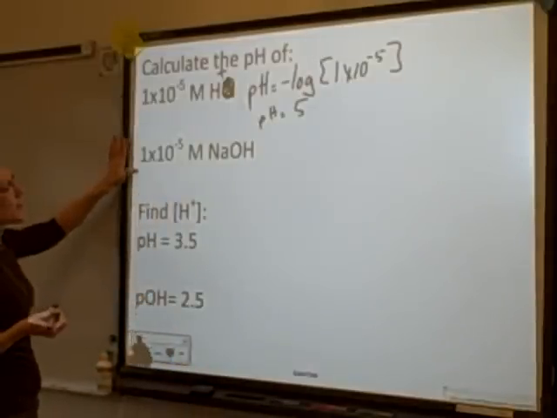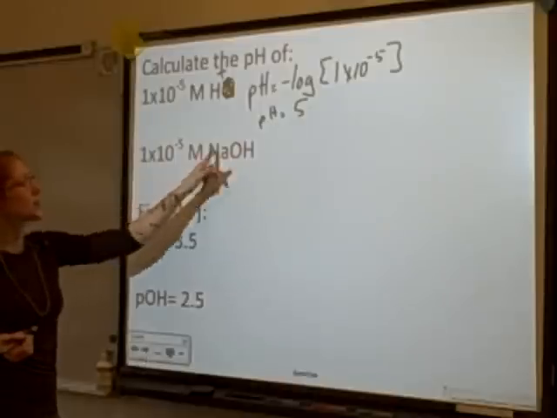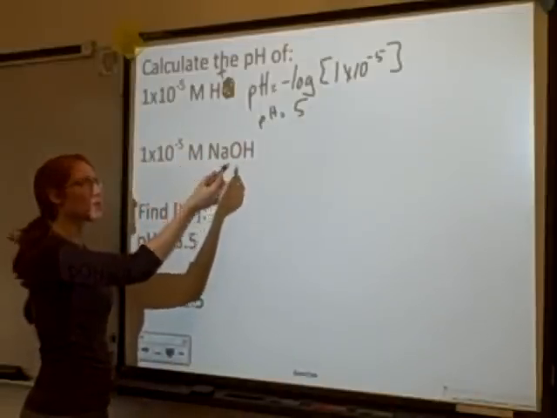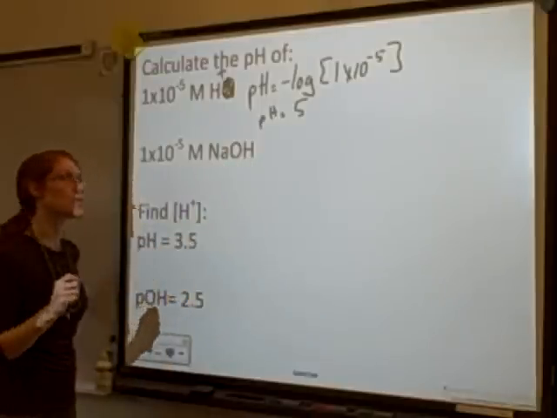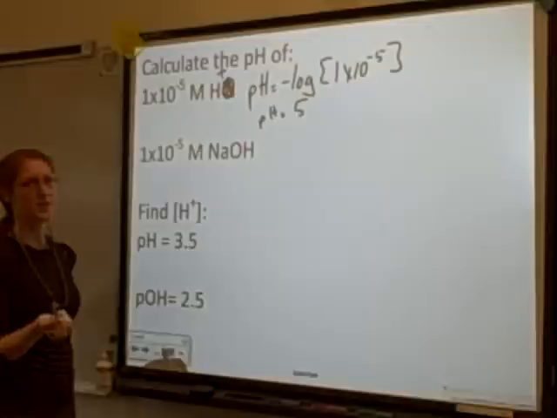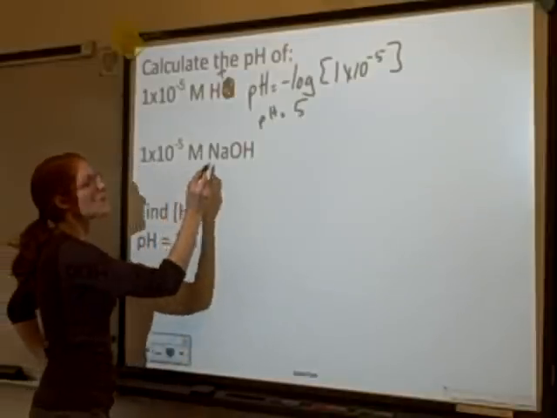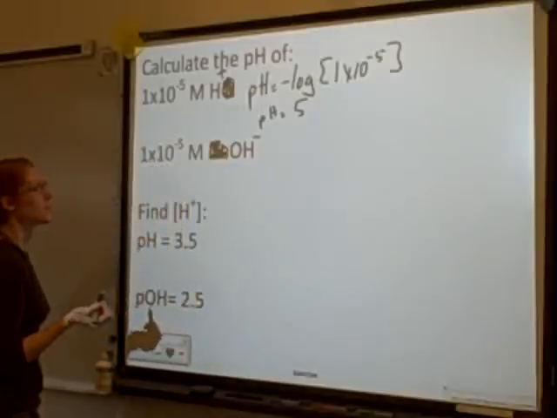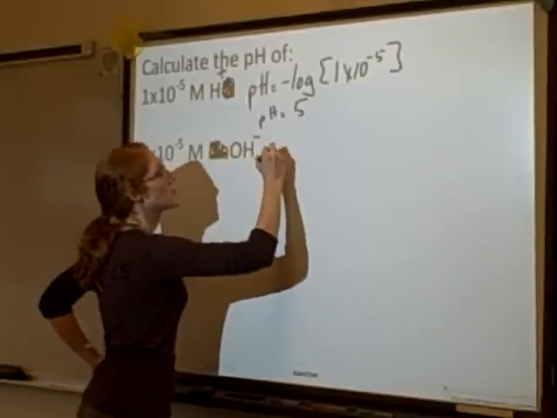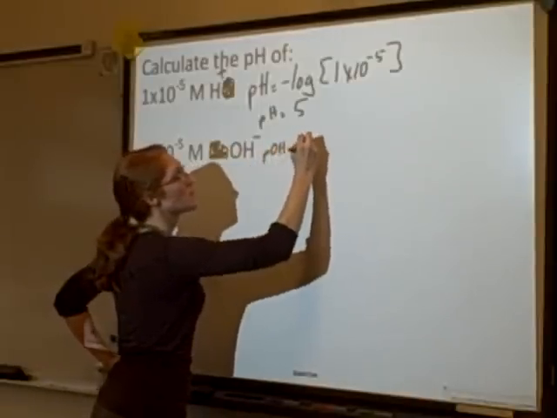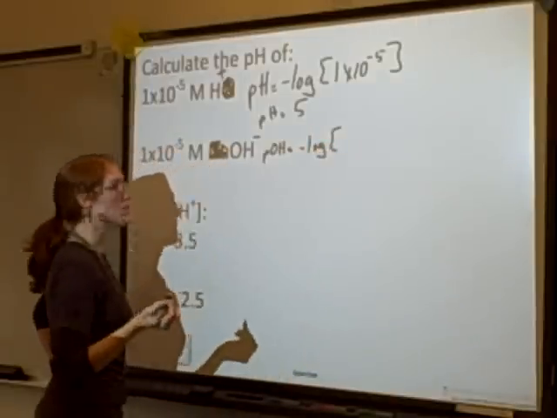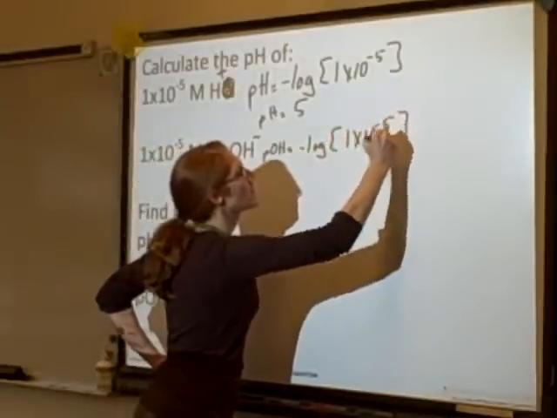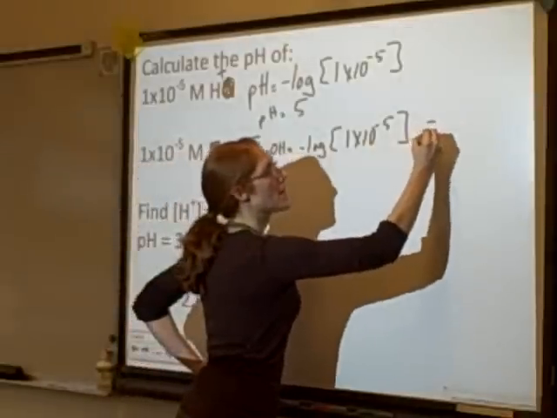Then for the next one, I have 1 times 10 to the negative 5th molar sodium hydroxide. And look at this, I've got an alkali metal, so it's soluble, and it contains one of those 3 things we said, hydroxide, oxide, amide. It's a strong base. So if it's 1 times 10 to the negative 5th molar sodium hydroxide, it's also 1 times 10 to the negative 5th molar hydroxide. Okay, so pOH is equal to the negative log of the concentration of hydroxide. So that's 1 times 10 to the negative 5th. So the pOH is equal to 5.